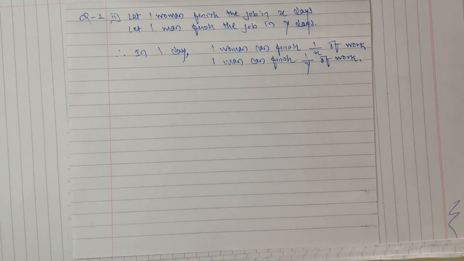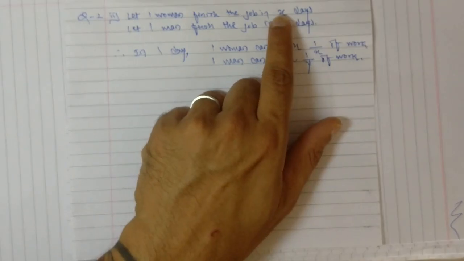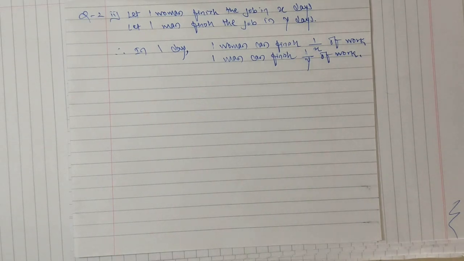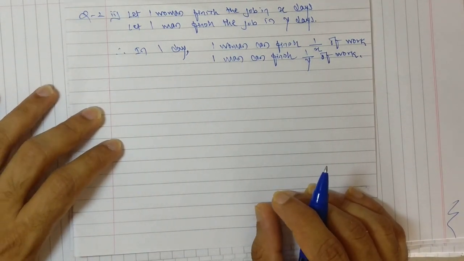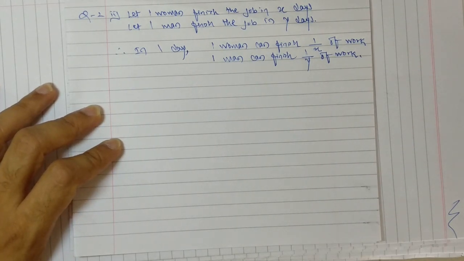So for finding 1 day's work, you have to take the reciprocal of the number of days you take to finish the work. So if a woman takes X days to finish the work, in one day one woman can finish 1 by X of the work. If a man can finish the job in Y days, then in one day one man can finish 1 by Y of the work. Okay, now the question.